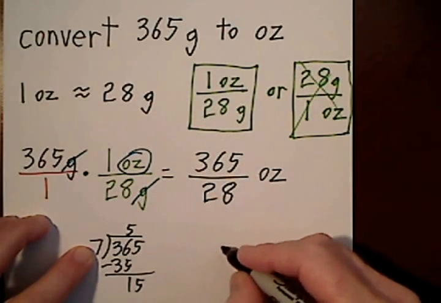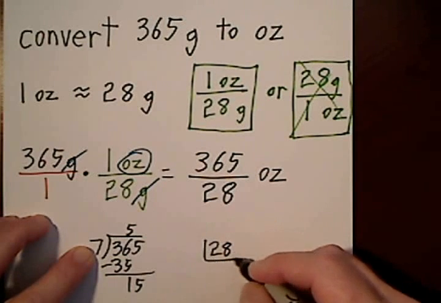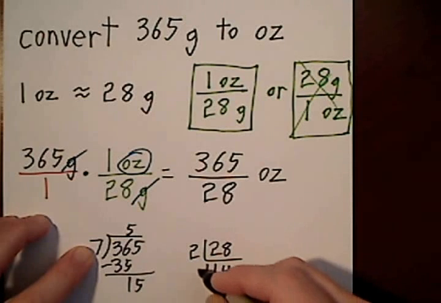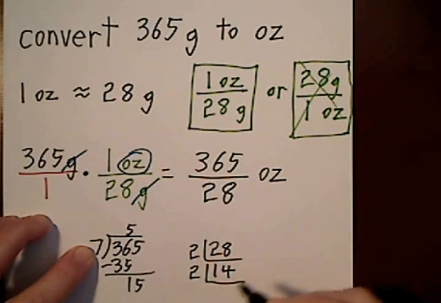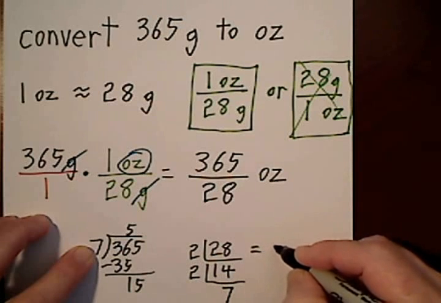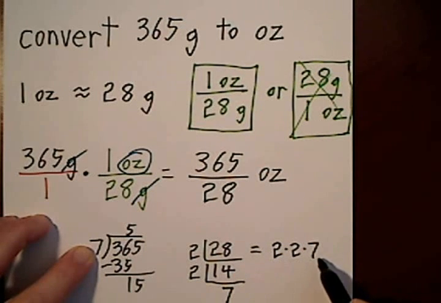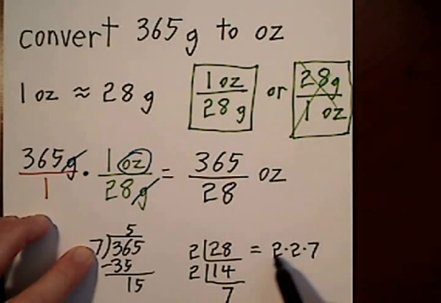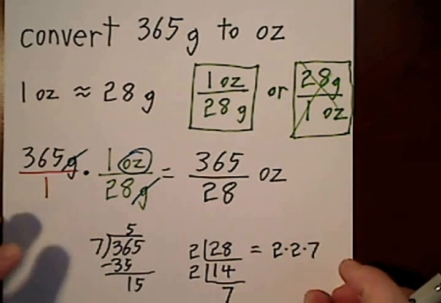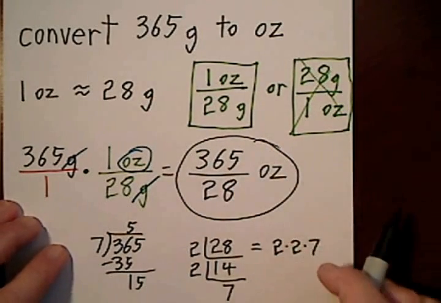Maybe I'll just emphasize that for a second. The prime factorization of 28 is 2 times 2 times 7, and none of these factors will go into 365, so this cannot be reduced. And this is the correct answer.